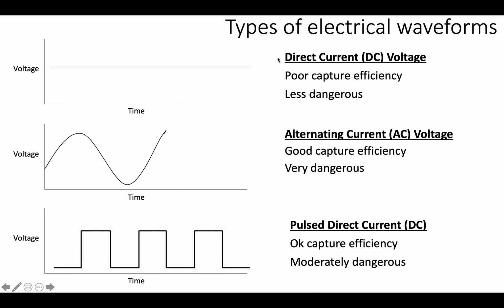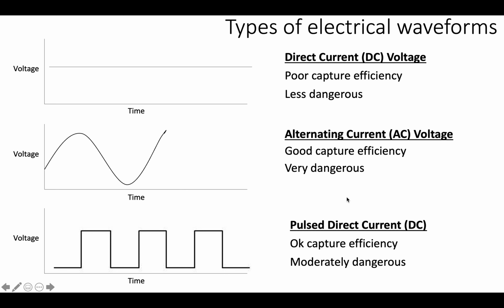For direct current, DC, shown here at the top, you basically have voltage, which you could think of as the electrical pressure, so how much electricity is being put out by your unit, and it is constant over time. This is basically just a constant amount of current being applied to the water. This is definitely the less dangerous option in terms of human health. However, it has pretty poor capture efficiency, so there are trade-offs, right? It's less dangerous, but it's not going to be as effective at capturing fish.